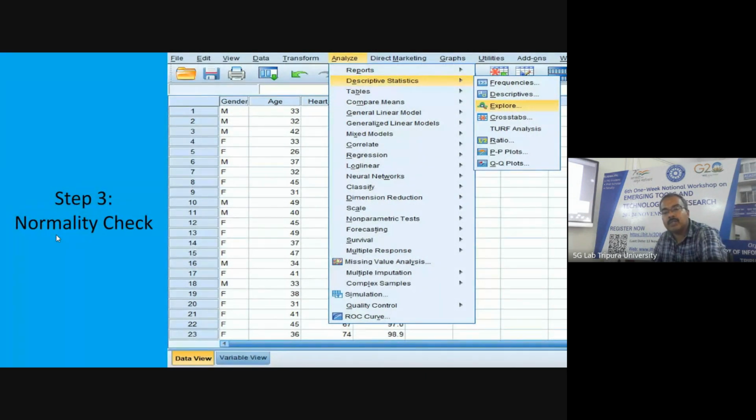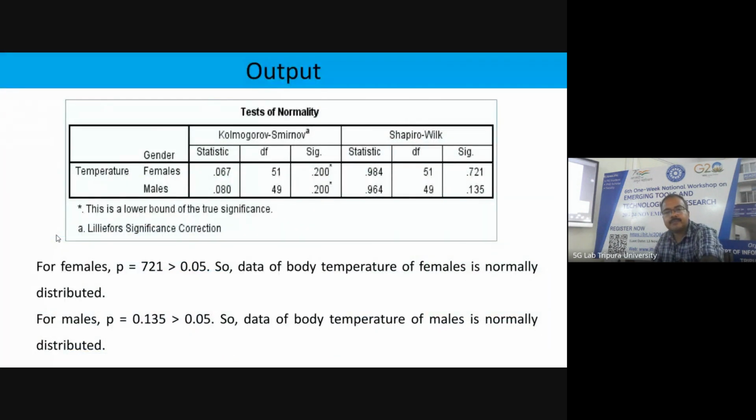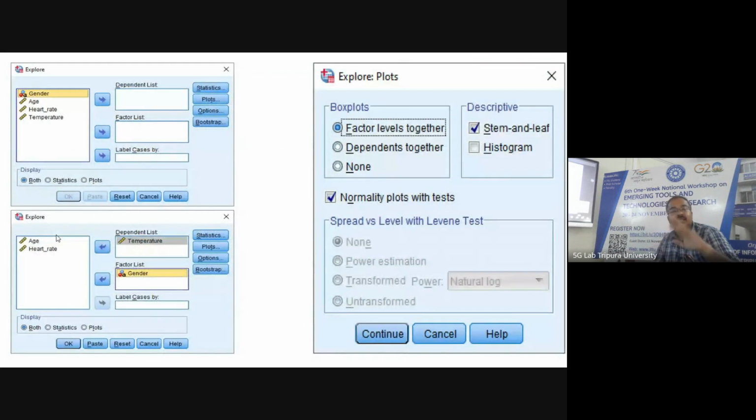Again, you are checking for normality. Same thing, descriptive statistics explored. Now you have gender, age, heart rate, temperature, all these things. Out of that, you are interested in the body temperature. So you have taken body temperature as the dependent list, and the factor list is gender, because you are differentiating between male and female. So gender is the factor. Don't put opposite things. If you put temperature as a factor and gender as a dependent list, it will give you a result, but you cannot interpret that result.